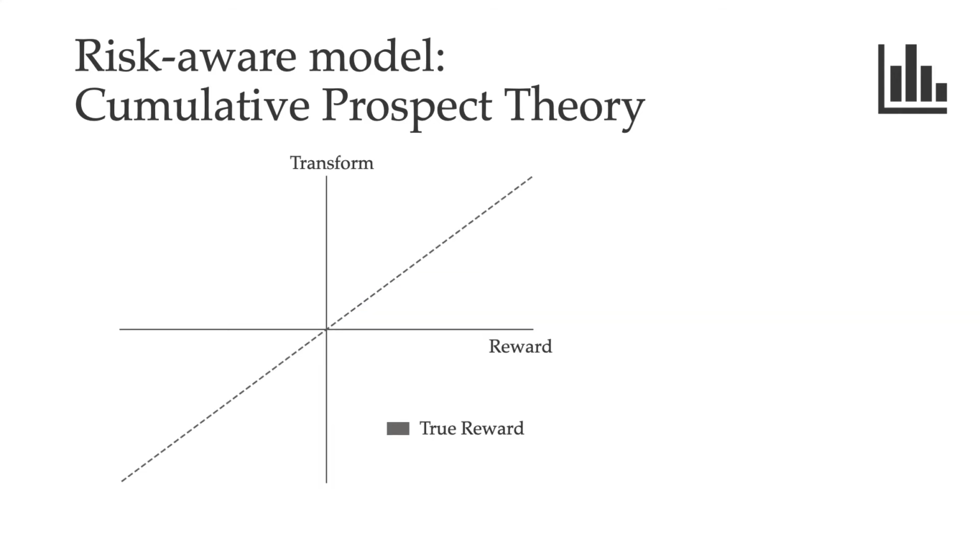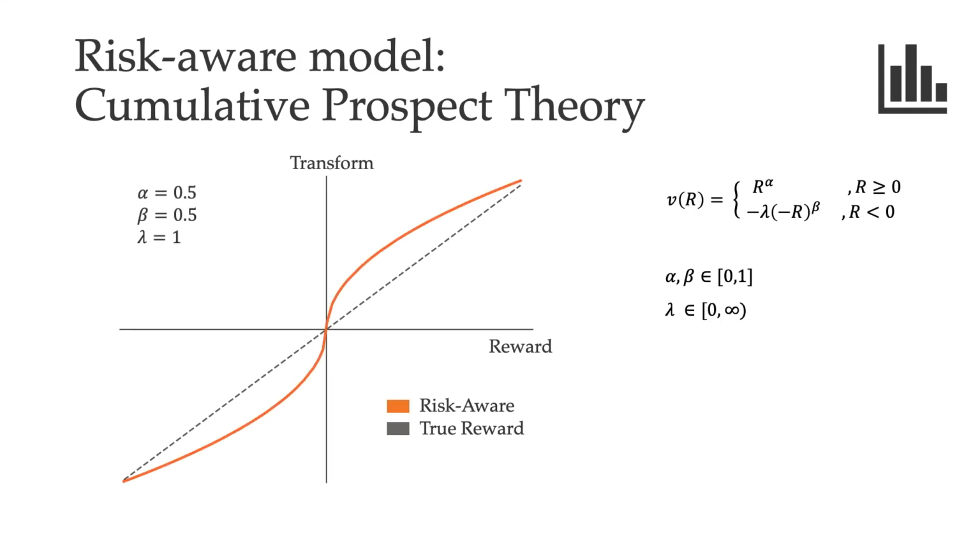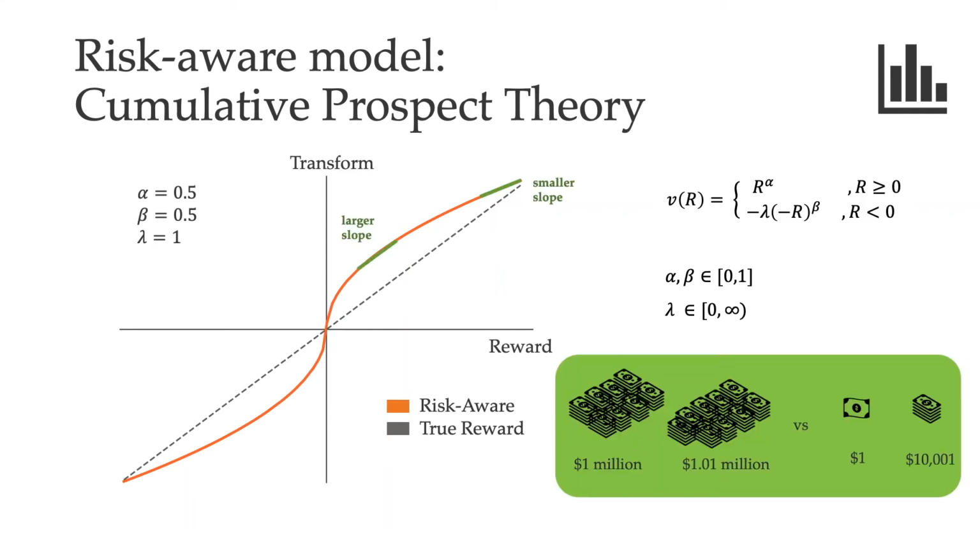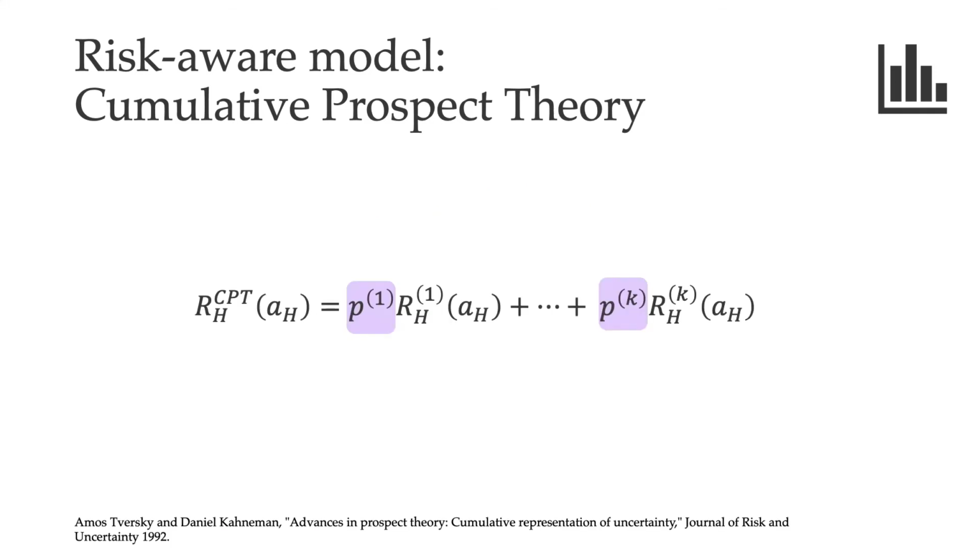Here's an example of how CPT transforms rewards. The dotted line represents the ground truth reward, and the orange line represents our model. What's cool is that we're adding just 3 hyperparameters to the original reward to express the fact that humans perceive the slope between large rewards, as shown here, to be smaller or less steep than the slope between smaller rewards. For instance, the difference between $1 million and $1.1 million will seem smaller to most people than the difference between $1 and $10,001, even though they're the same.